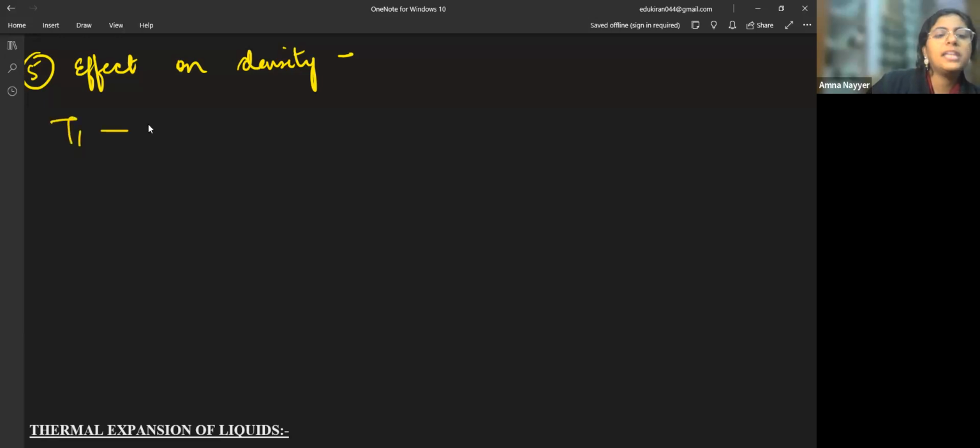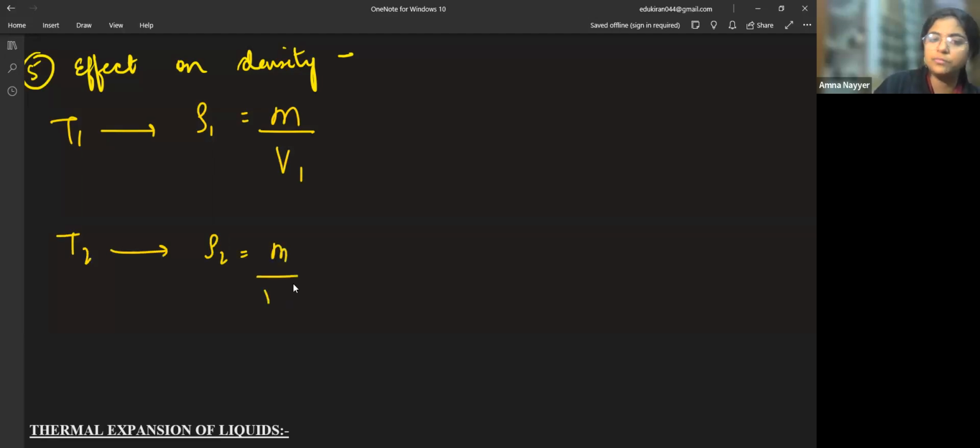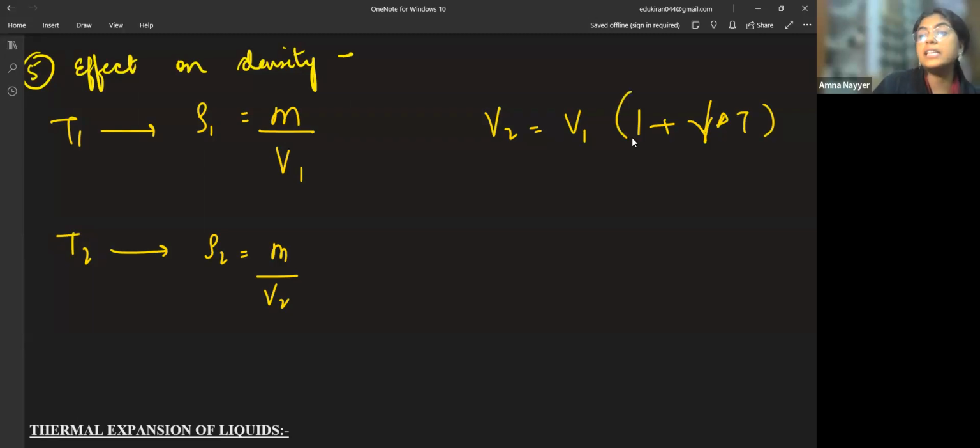Now see, at temperature T1, let's say density is equal to mass by volume. Rho 1 is equal to m by V1. At temperature T2, rho 2 is equal to m by V2. Fine. What is V2? V2 is V1 times (1 plus gamma delta T). We have derived this. If you remember, three types of thermal expansions were there: linear expansion, superficial expansion, and cubical, that is the volume expansion. Do you remember this? Yes. So I'm putting the value of V2 as V1 (1 plus gamma delta T).